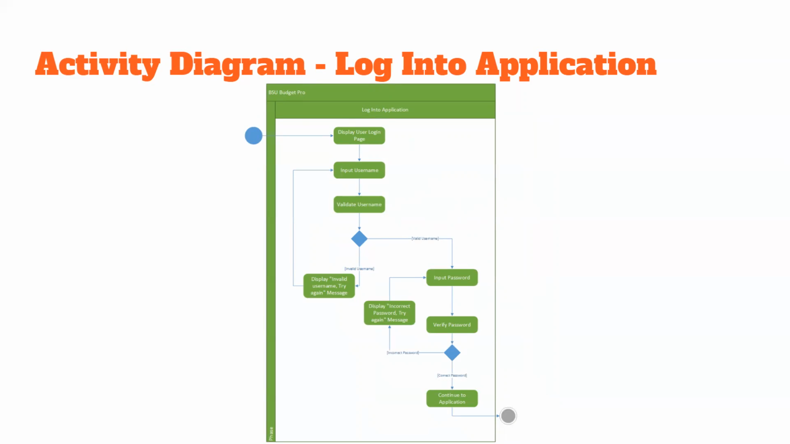And this is the activity diagram for logging into the application. The user is going to see a login page displayed on the application. It's going to have an option where they can input their username. The application is going to validate the username, and from there it'll make sure that you are inputting the password next because your username was validated, or it'll give you a message asking you to try a username again because yours was incorrect. If it was validated after you've input the password and it's verified, it does the same thing, either moving you forward to the application or prompting you again to enter your password because it was incorrect.